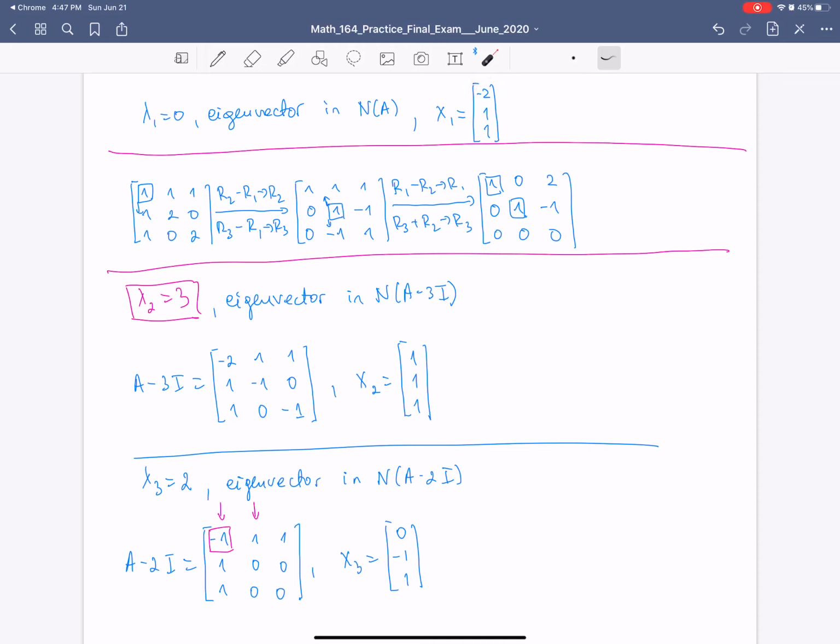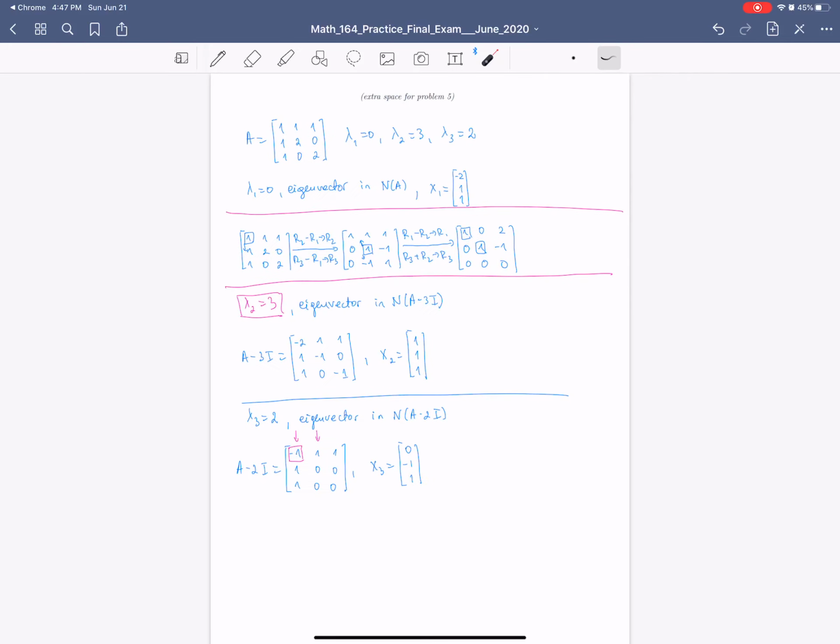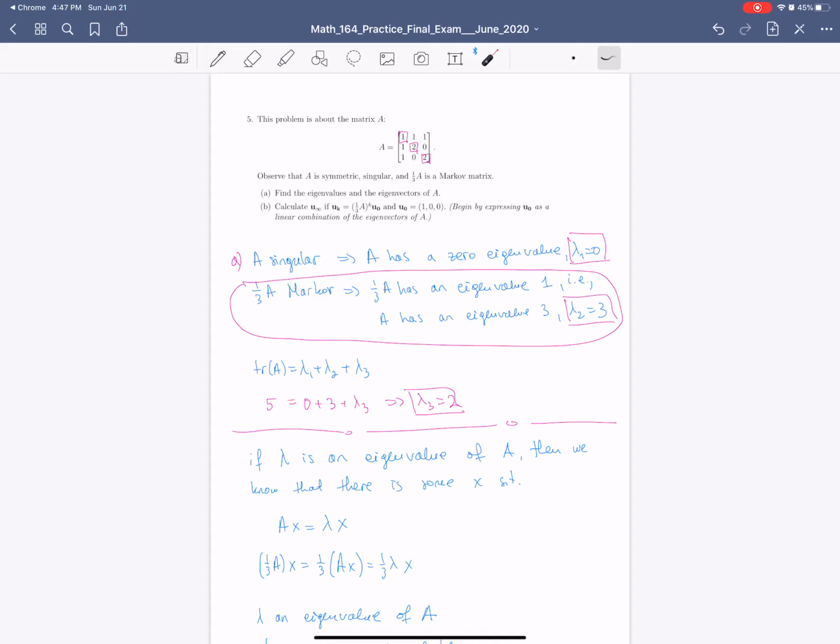For this vector, the answer is yes. So now we just have to check if these two vectors are orthogonal. If you quickly take the dot product, you see that you get zero again. So these are the three eigenvectors for the matrix A.